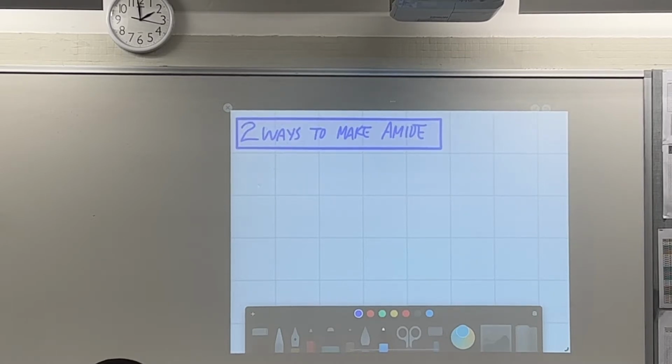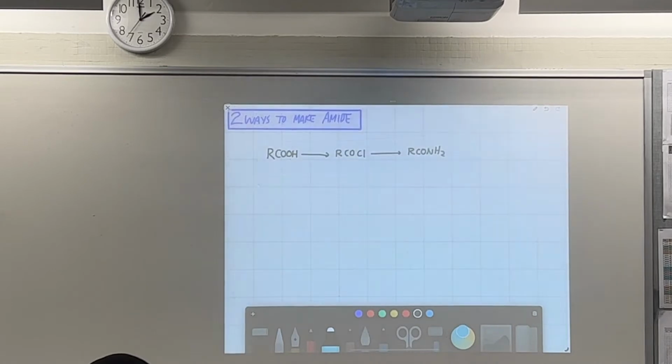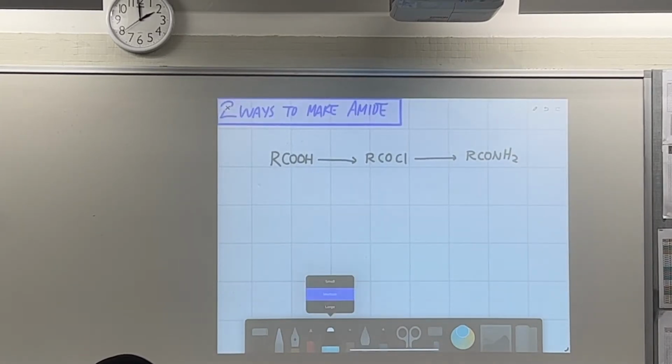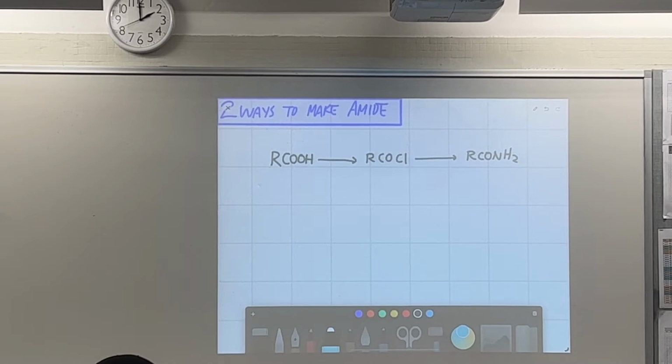The first way is to go from RCOOH to RCOCl first, and then to RCONH2. Right, so draw out the full structural formula, or else it will be very hard for us to see what is happening. So this is RC double bond O OH. This is RC double bond O Cl. And then finally we have RC double bond O NH2.